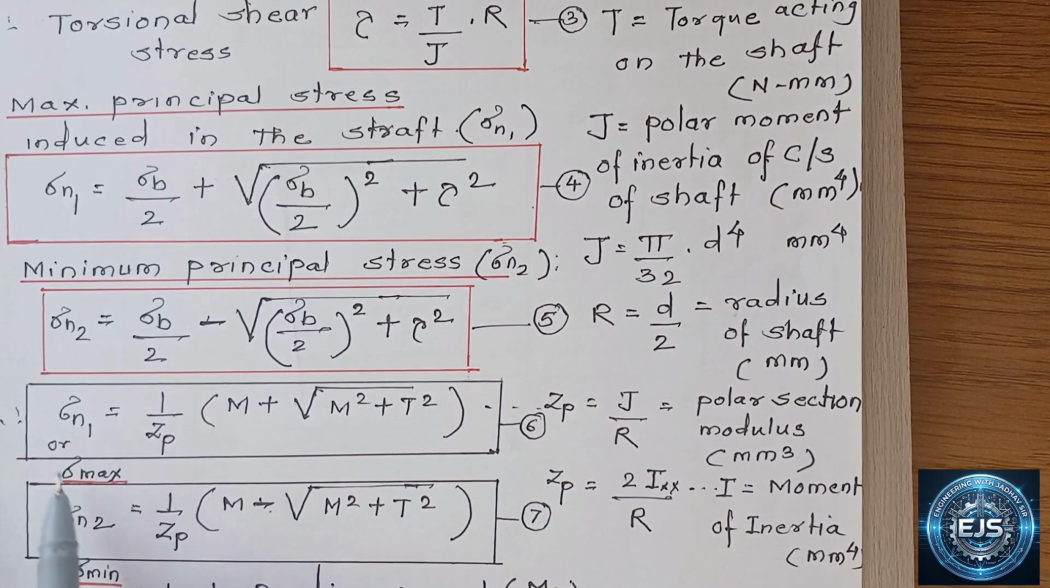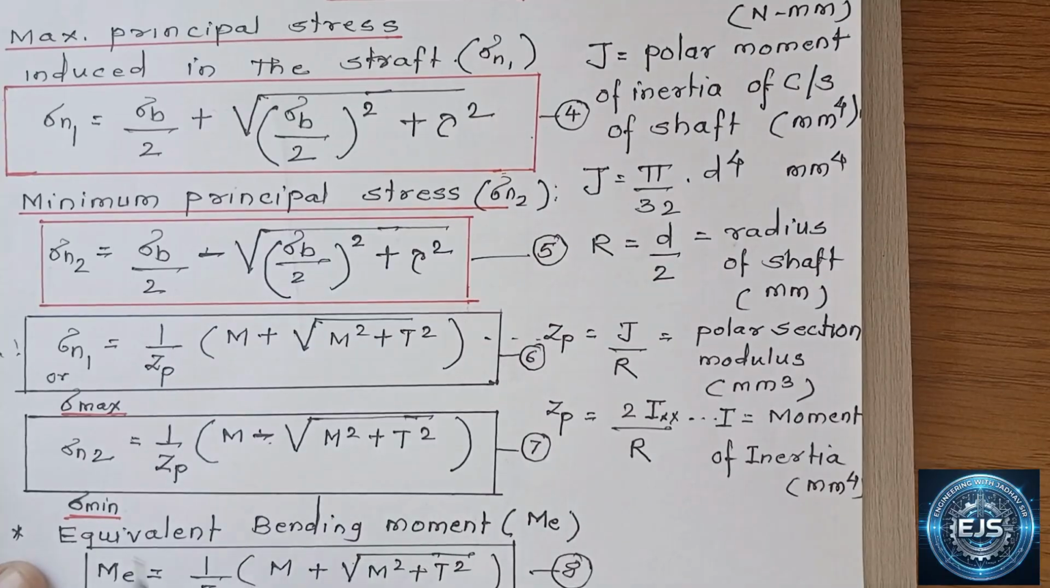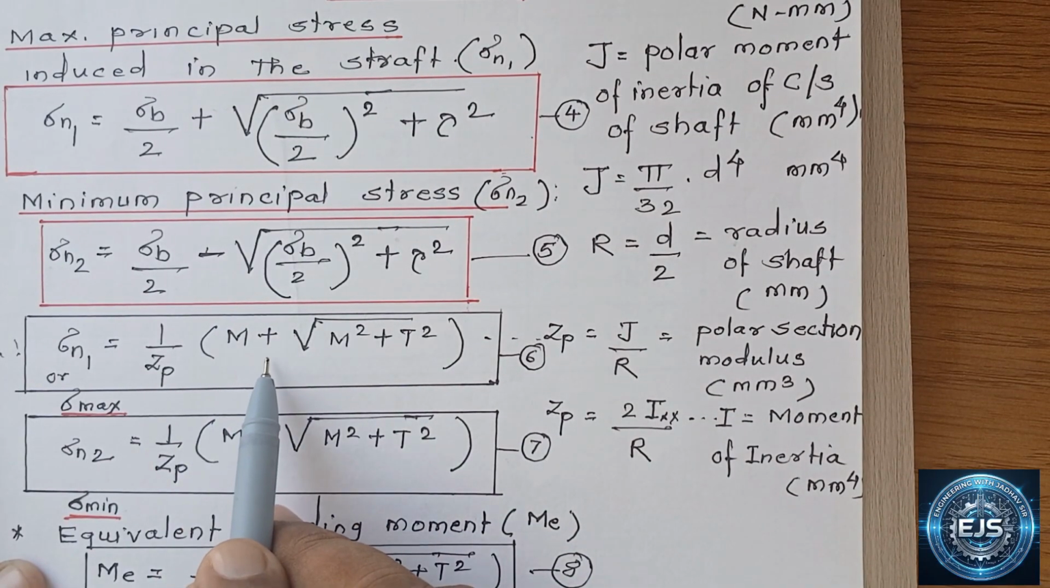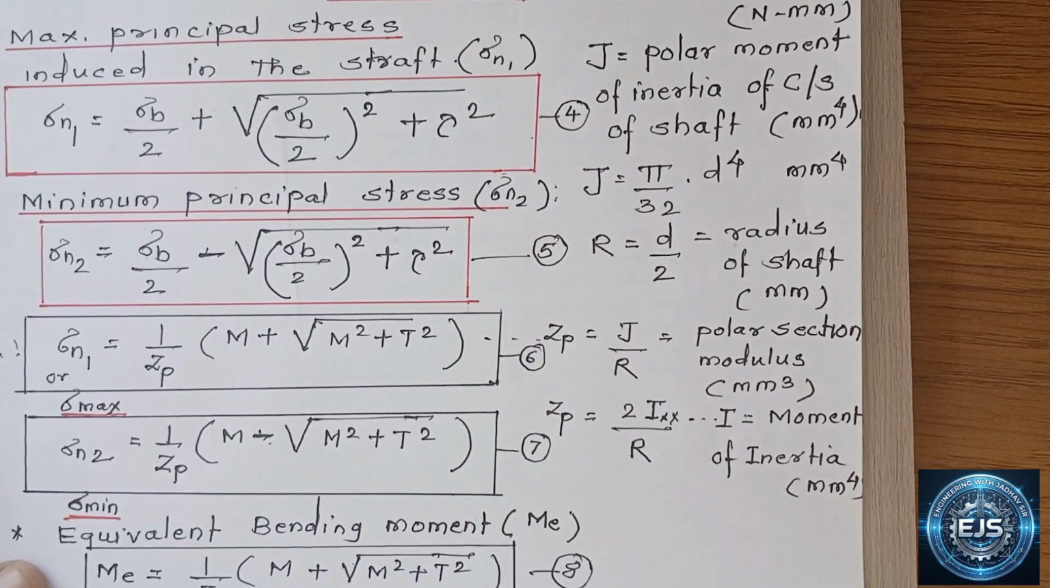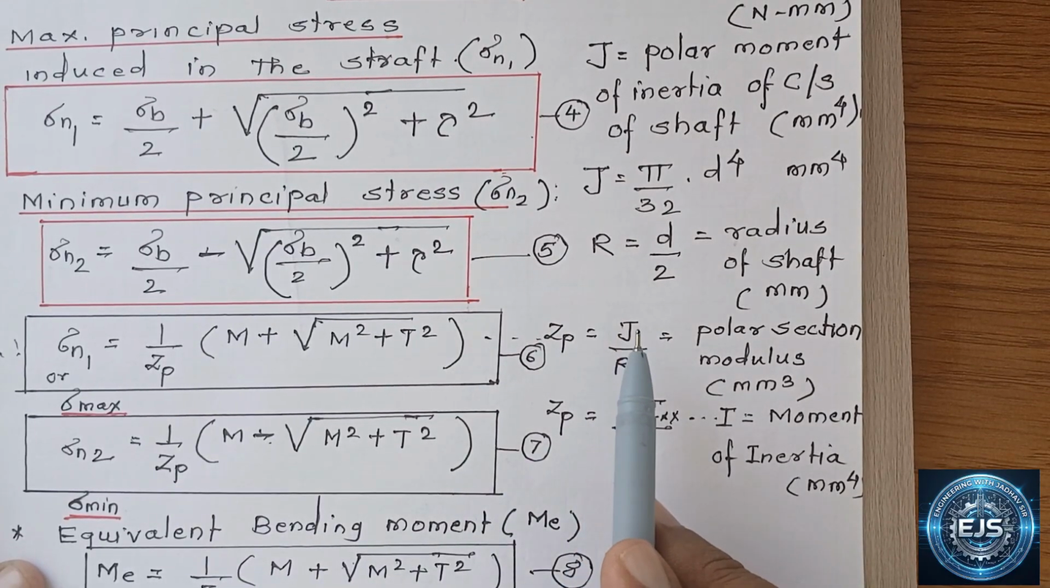तो मैक्सिमम प्रिंसिपल स्ट्रेस हम इस फॉर्मूले से भी कैलकुलेट कर सकते हैं: 1 upon Zp into M plus root of M square plus T square. What is M? Bending moment acting on the shaft. What is T? Torque acting on the shaft or torque transmitted by the shaft. तो ये मैक्सिमम प्रिंसिपल स्ट्रेस का इन टर्म्स ऑफ पोलर सेक्शन मॉडुलस और बेंडिंग मोमेंट M and T के फॉर्म में ये फॉर्मूला है. दूसरा है मिनिमम प्रिंसिपल स्ट्रेस: 1 upon Zp into M minus root of M square plus T square. राइट. मैक्सिमम के लिए ये साइन प्लस है, मिनिमम के लिए ये साइन माइनस है. राइट. Zp बोलना नहीं है. Zp इज व्हाट? J by R.